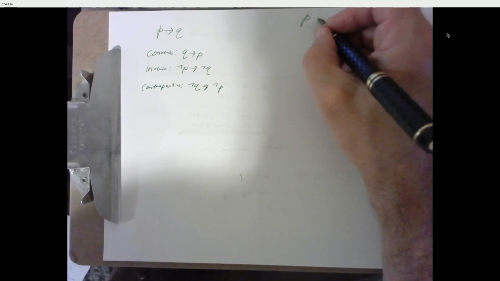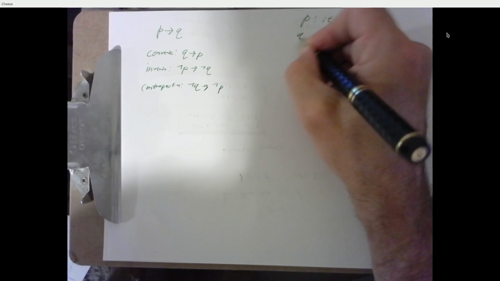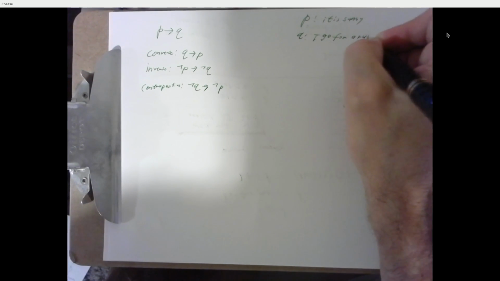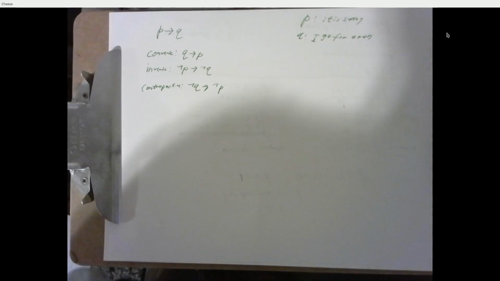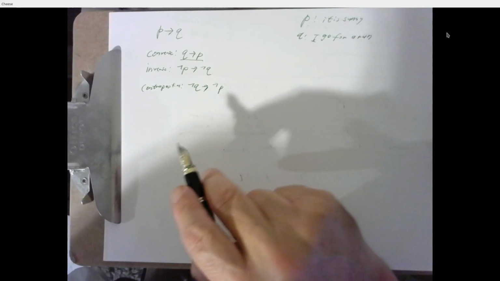And again, let's think about P, it is sunny. Q, I go for a run. So this conditional says, if it is sunny, I go for a run. Okay, fix that in your mind. If it's sunny, I go for a run. Anytime the sun's out, that's it, I'm outside, I'm running. Okay, what does the converse say? If I go for a run, it is sunny.